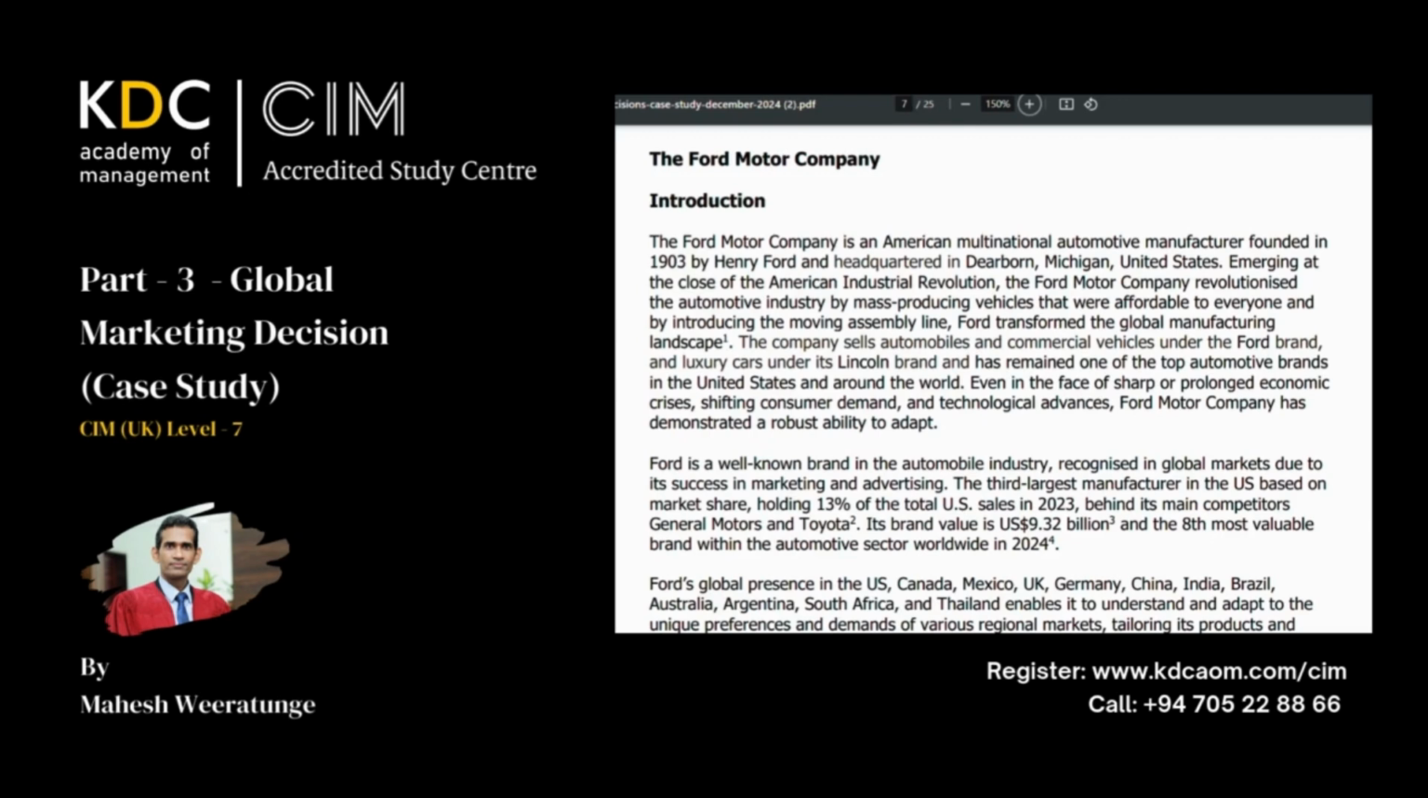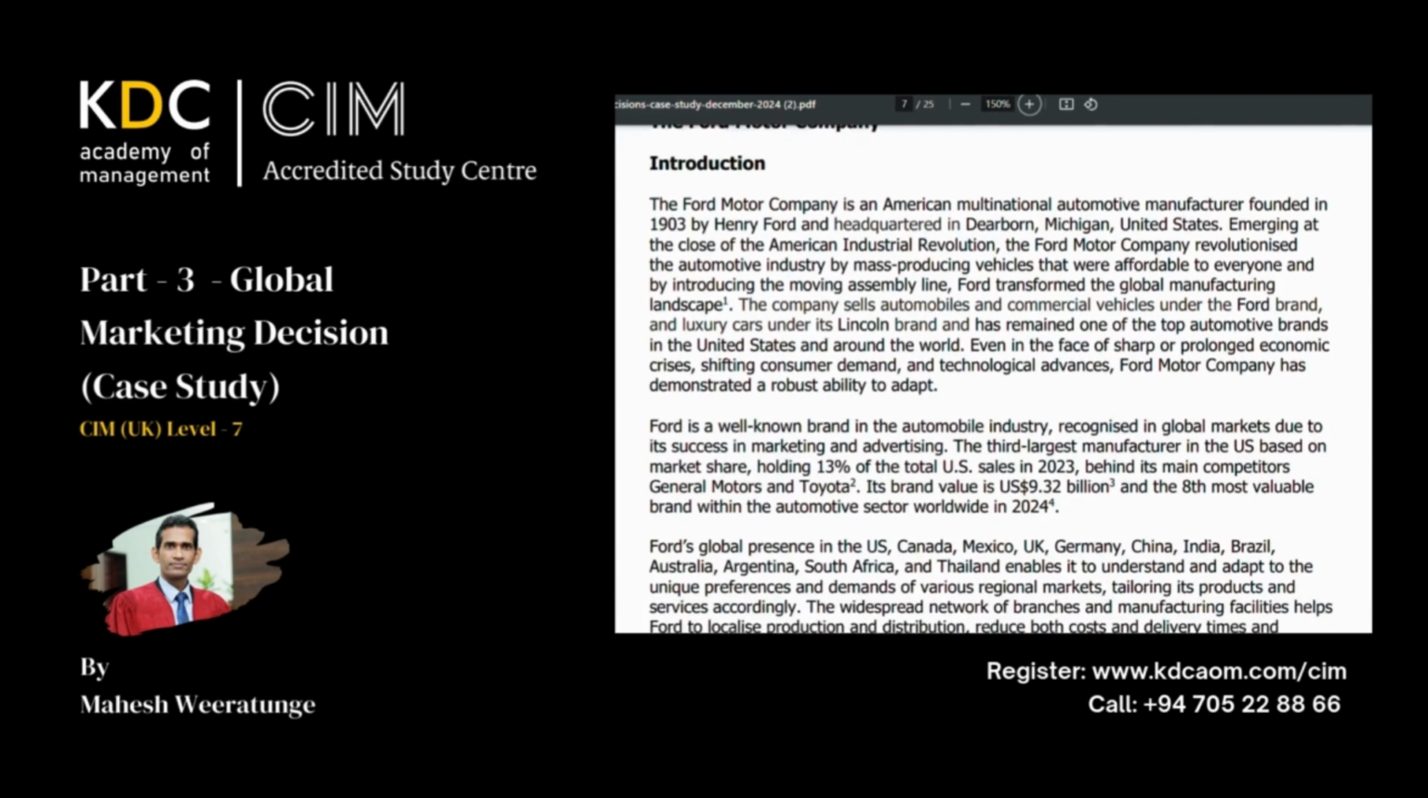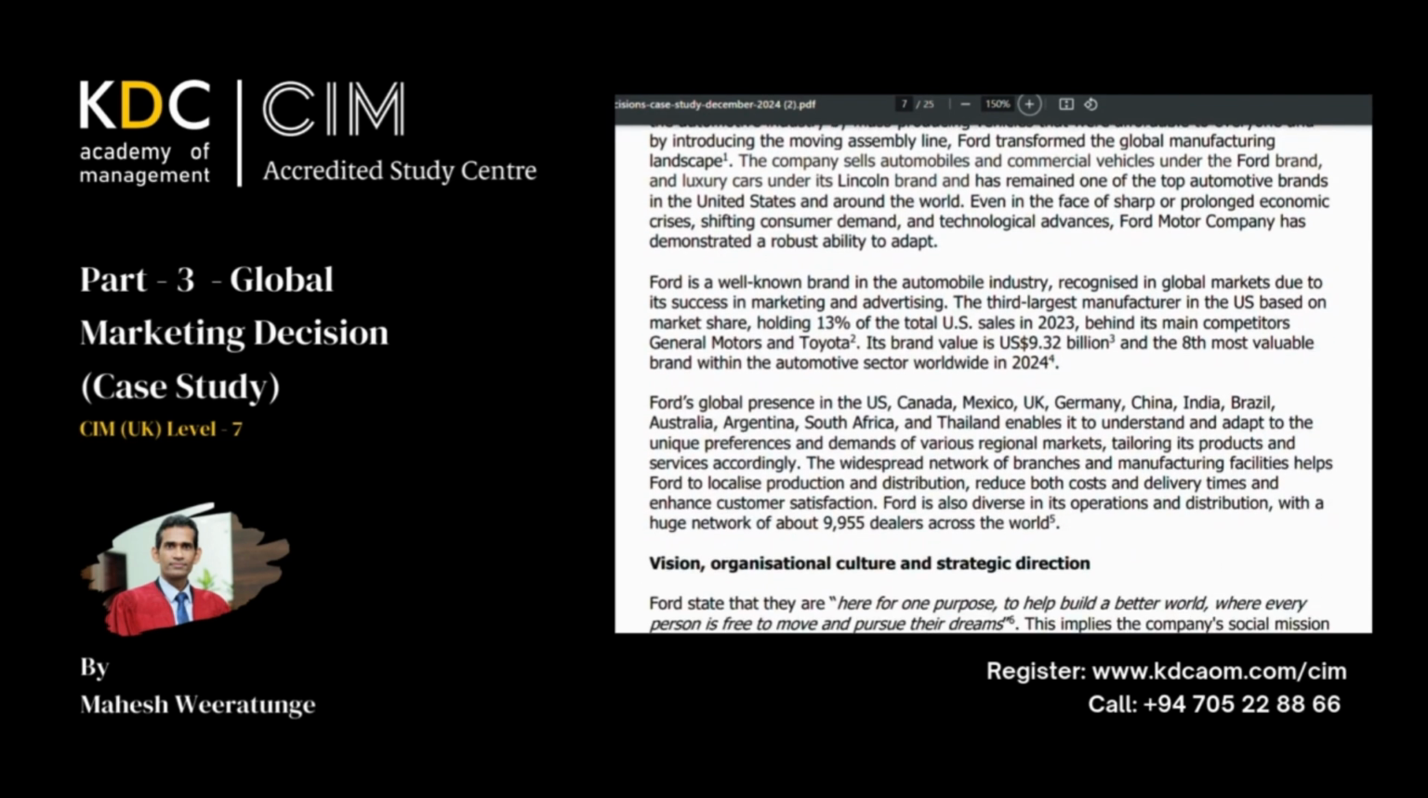So the second paragraph says Ford is a well-known brand in the automobile industry, recognized in the global market due to its success in marketing and advertising. It is the third largest manufacturer in the US based on market share, holding 13% of the total US sales in 2023.